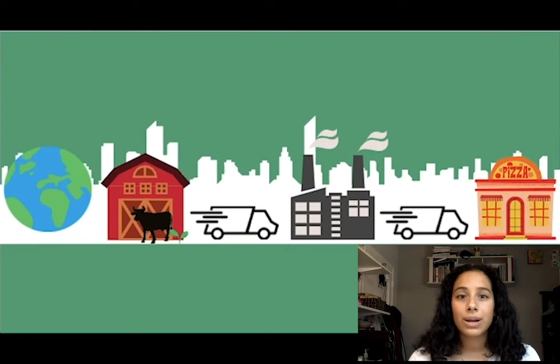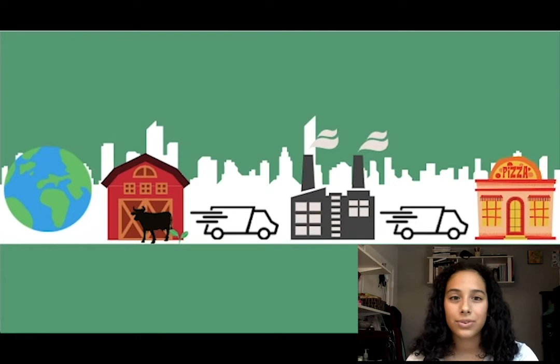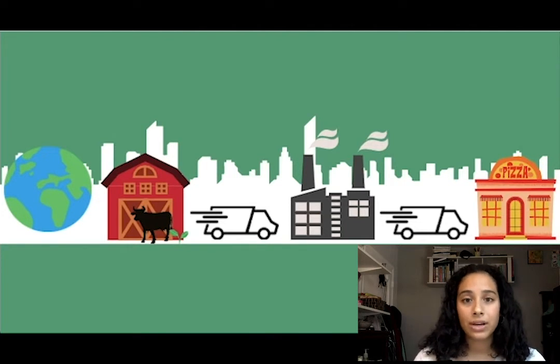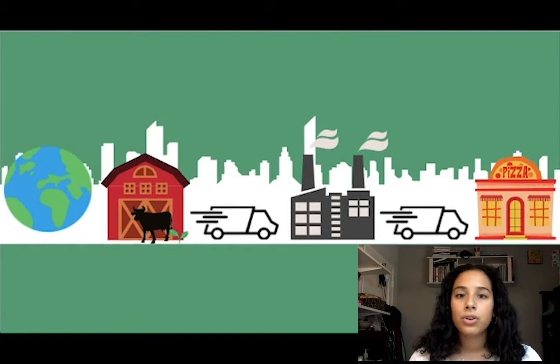Starting from left to right, we can take a look at the basic process of how fast food becomes fast food. First, our planet provides the necessary tools for farms to function. It provides farms with the land and water to help raise livestock, or animals that are raised for the purpose of food, and crops, an overall term for any plant grown for food.